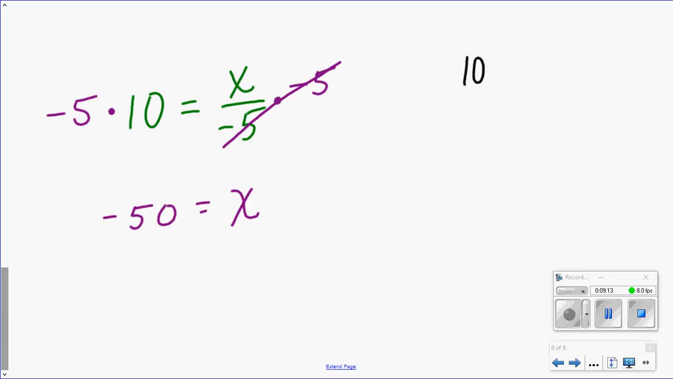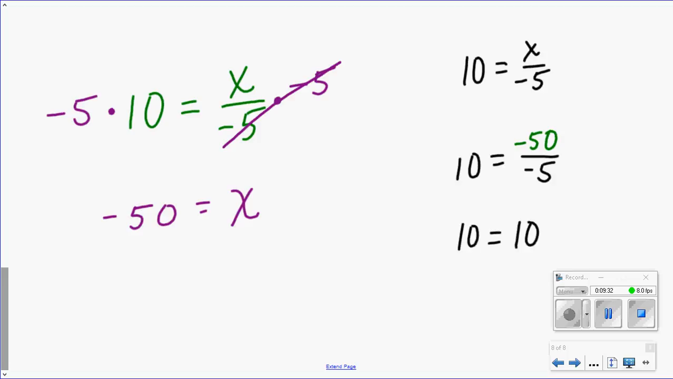Okay, when you do the check, you always write the original equation, just like it was. Then you plug in just the variable, which we think is negative 50. And now in your calculator, go ahead and solve negative 50 divided by negative 5. And yes, same signs, positive answer, positive 10 equals positive 10. So I know that that's my answer.